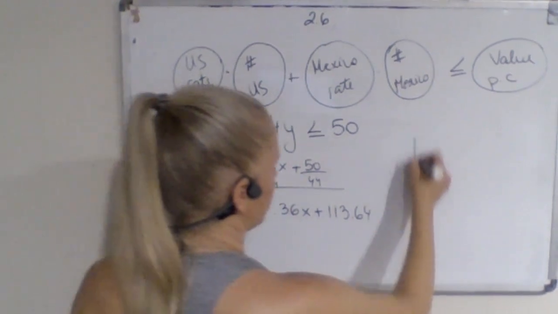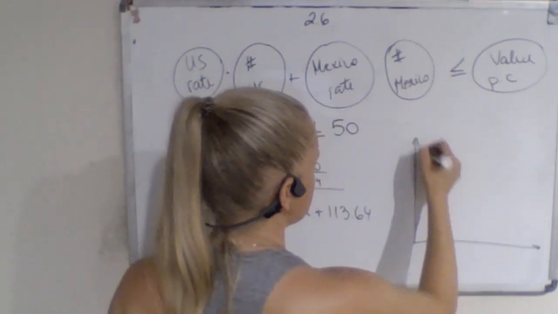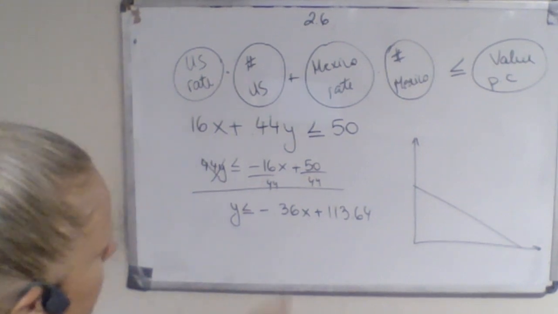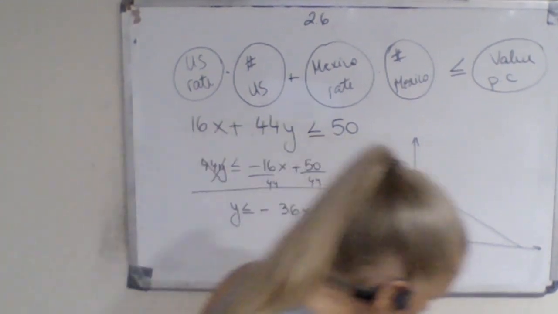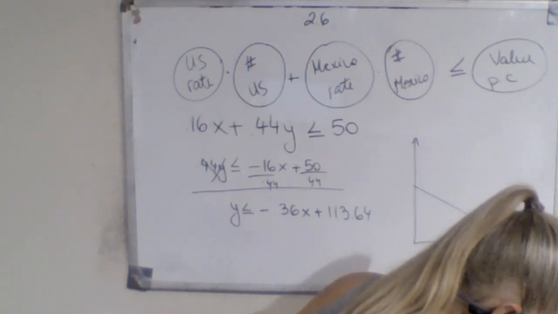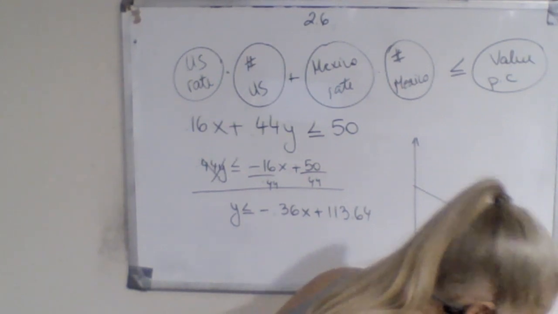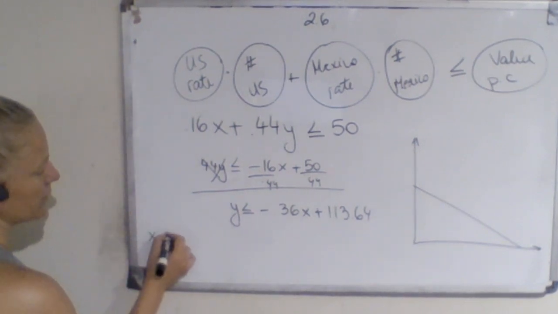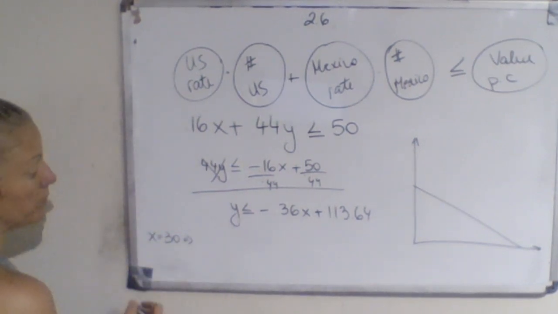And I can go ahead and graph it. We did this in class a lot. And obviously sometimes I forget stuff. But this is our graph. And it's asking us, it says, discuss 3 possible solutions in the context of a real life solution. You can pick any number. Basically, you would go, well, what if X is 30? What would be my Y?